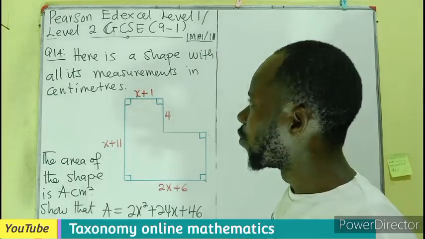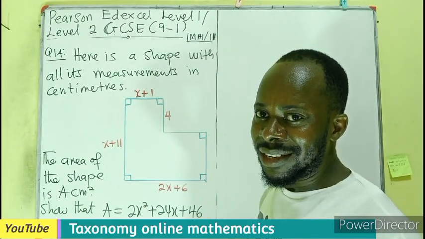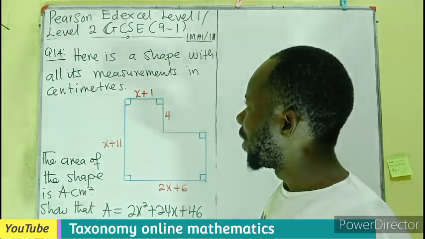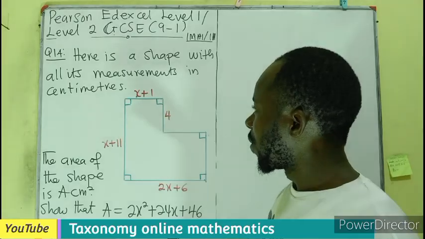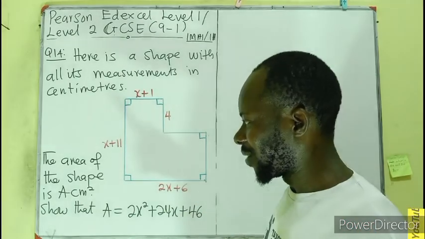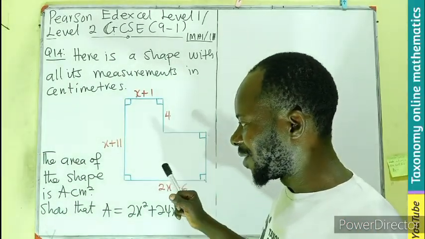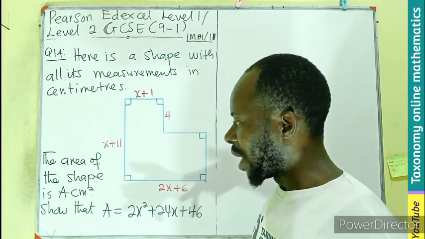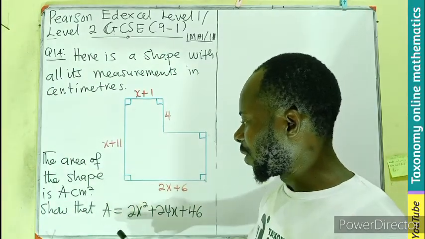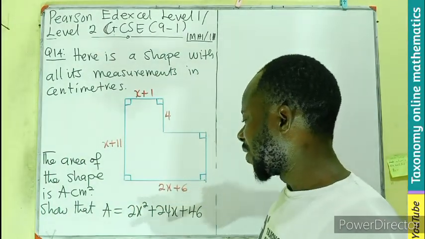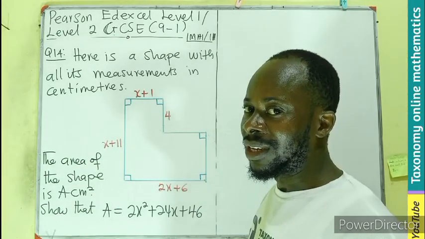Pearson Edexcel Level 1, Level 2 GCSE question paper. Here is a shape with all its measurements in centimeters. The area of the shape is A centimeters squared. We have to show that the area is 2x squared plus 24x plus 46.